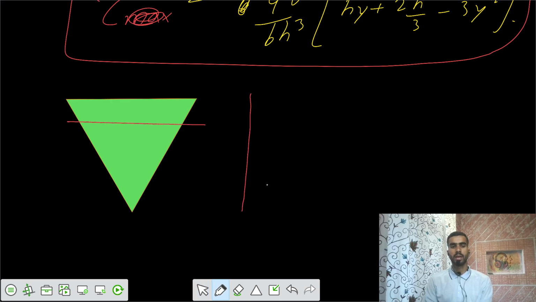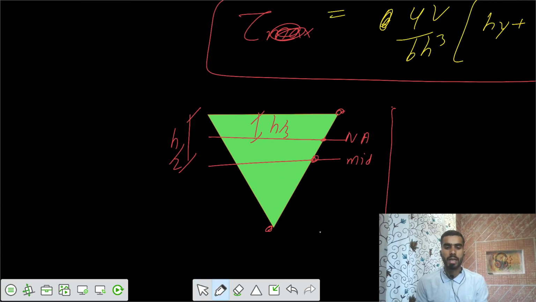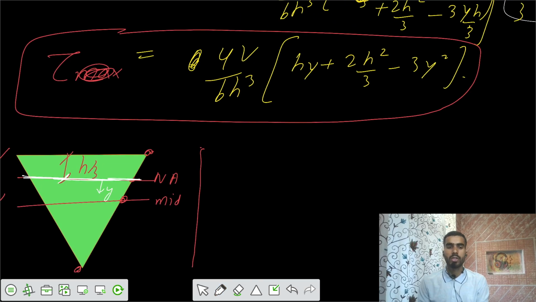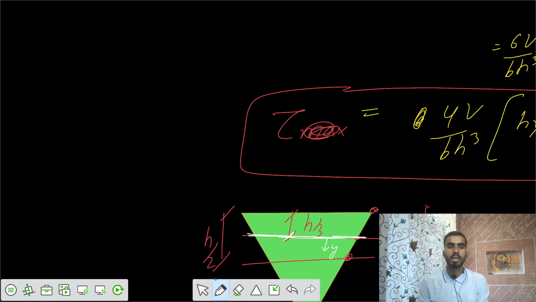Neutral axis, mid. This one is h by 2, and this one is h by 3. This is the neutral axis, and this is the mid. I want to calculate at the ends, at the mid, and at the neutral axis, so these values I have to substitute here. The value of y is measured from the neutral axis, so for the calculation at the neutral axis you have to substitute y equals 0. So tau at neutral axis, that means y equals 0.